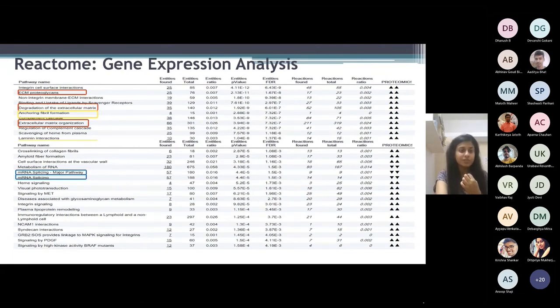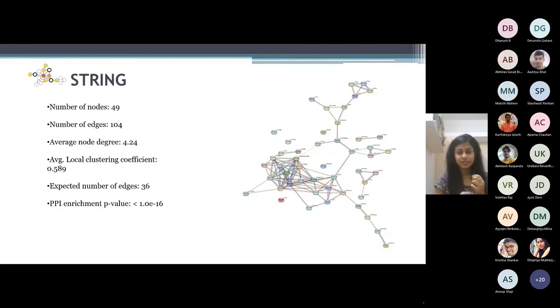Secondly, pathways related to blood clotting such as platelet degranulation, platelet aggregation, fibrin clot formation, etc. have been found to be upregulated as well. And finally, mRNA splicing has been shown to be downregulated from the Reactome gene expression analysis. So I considered these three pathways for data interpretation, but before that, STRING was used to carry forward pathway analysis.